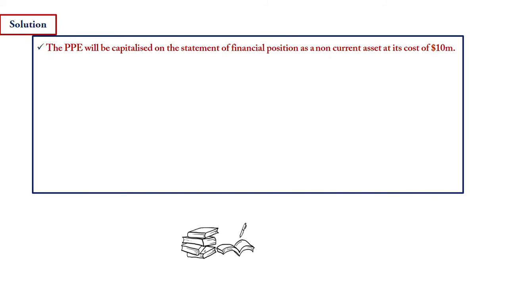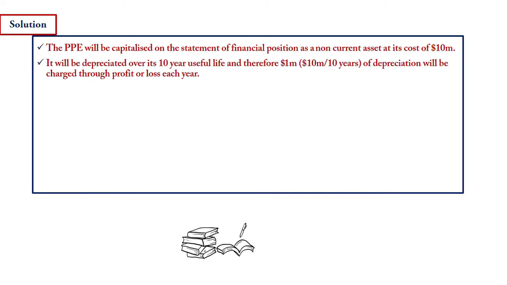Let's look at the first one. The PPE will be capitalized in the statement of financial position as a non-current asset at its cost of $10 million. Then we'll depreciate it over its useful life, which is 10 years in this question, with a $1 million annual depreciation charge recognized in the profit or loss account. Then we'll find the carrying value. Definitely, the accumulated depreciation will be charged against the cost of the asset.